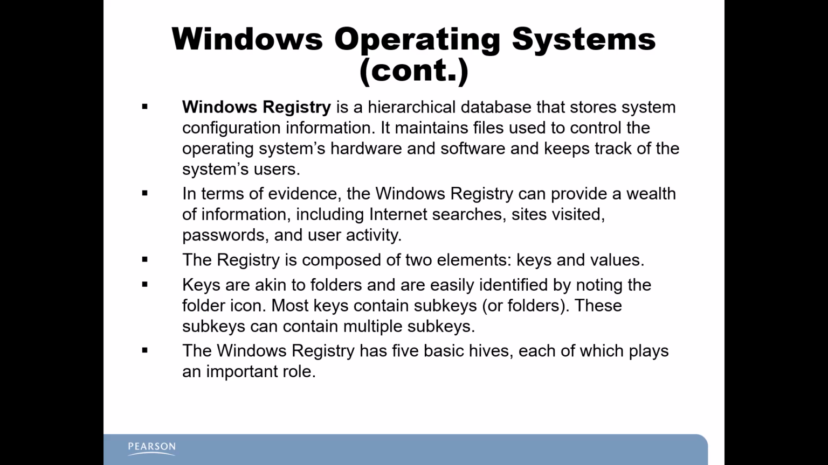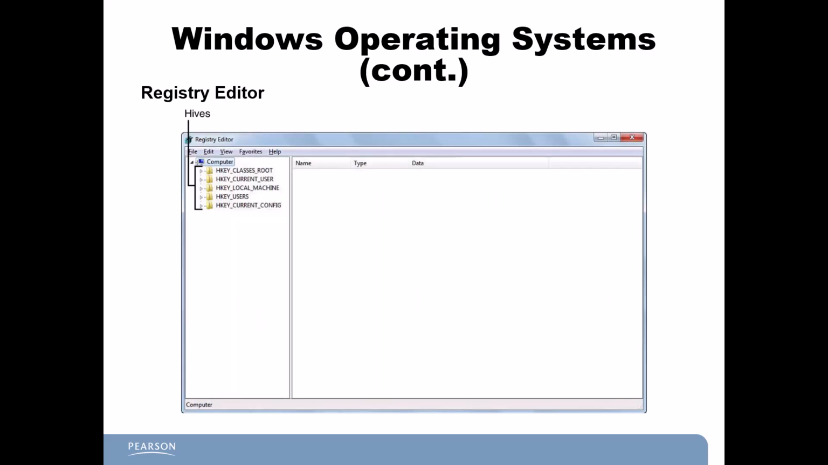The Windows registry has 5 basic groups, also known as hives, which play an important role. Those hives are HKEY_CLASSES_ROOT, HKEY_CURRENT_USER, HKEY_LOCAL_MACHINE, HKEY_USERS, and HKEY_CURRENT_CONFIG. And there's a structure to the Windows registry which is outside the scope of this early of a course.